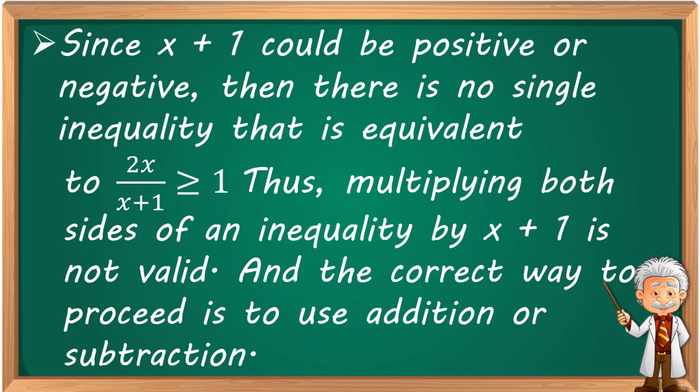Ibig sabihin, in making the inequality a single fraction, hindi pwedeng mag-multiply in both sides gaya ng ginagawa natin sa equations na mag-multiply ka ng both sides para ma-eliminate yung denominator. So, ang kailangan natin dito is to use addition and subtraction.